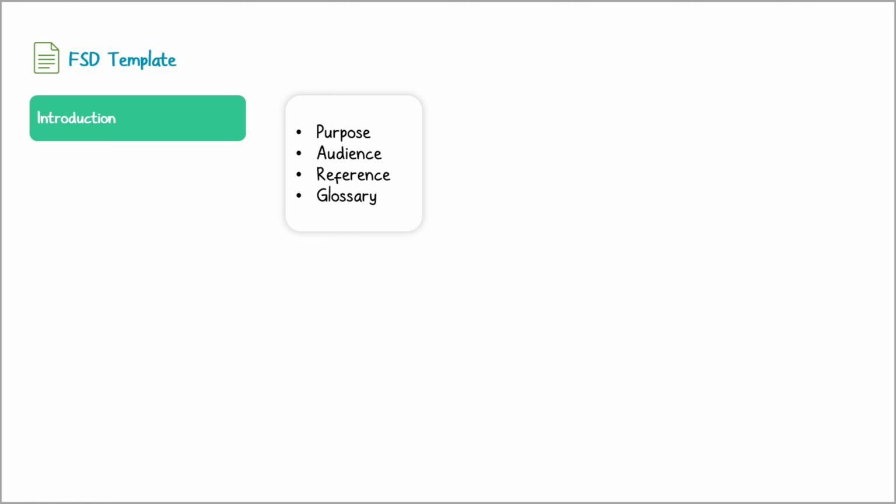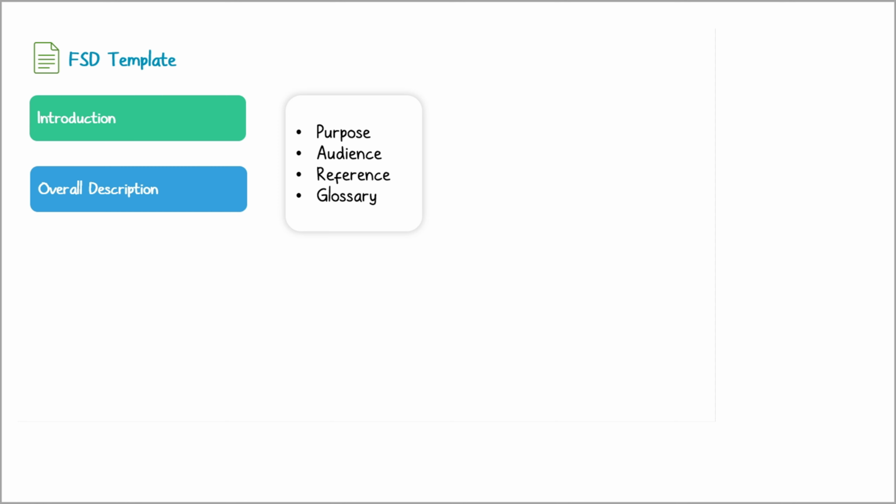In purpose, we will mention the goal of the document. In audience, we will list all the users who are going to consume the document. In references, we will write all the data or documents or APIs we have used during our analysis. And glossary is basically the key terms used in the document.